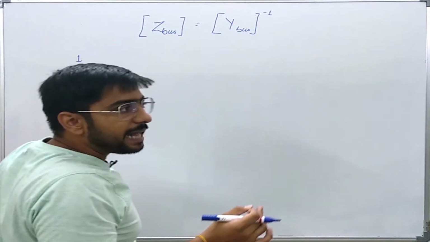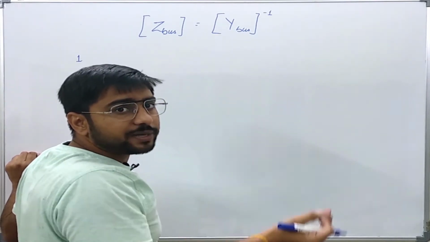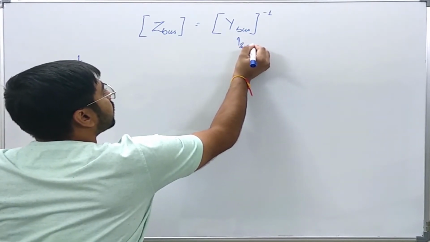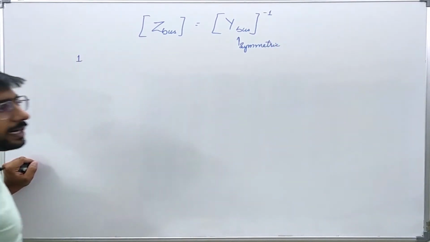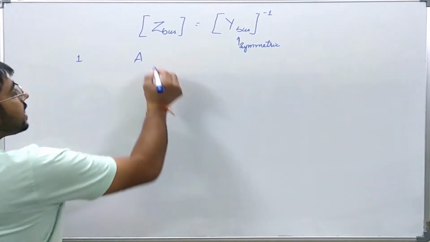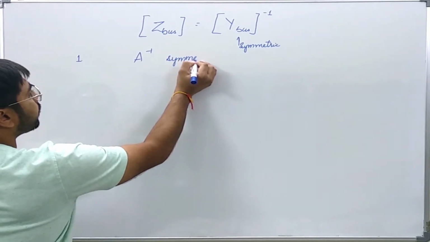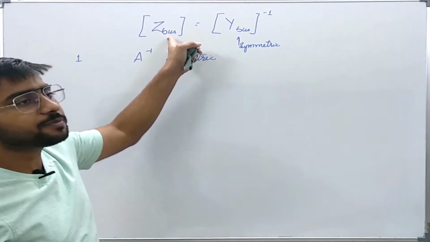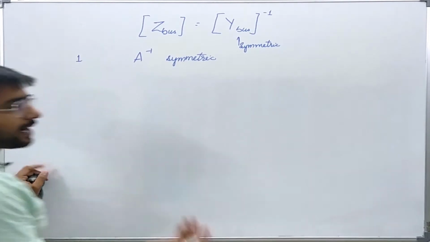So if no tap changing transformers or off-nominal tap changing transformers are present in the network, then this matrix will be symmetric. Now there is a property that if a matrix A is symmetric, then its inverse is also symmetric. So this implies that the bus impedance matrix, the Z bus, will also be symmetric. Now how to derive this?